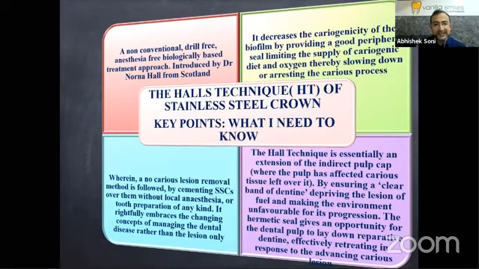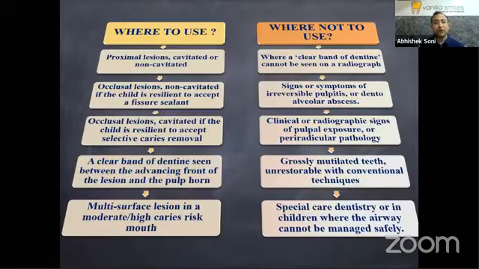So which are the cases where you wish to use it? The most important being any ICDAS 5 or 6 lesion, more importantly the proximal lesions, but always make sure that you see a clear band of dentine between the advancing front of the lesion and the pulp horn.